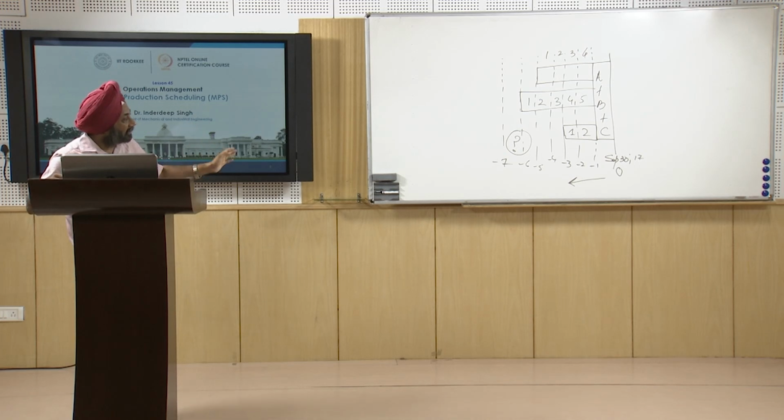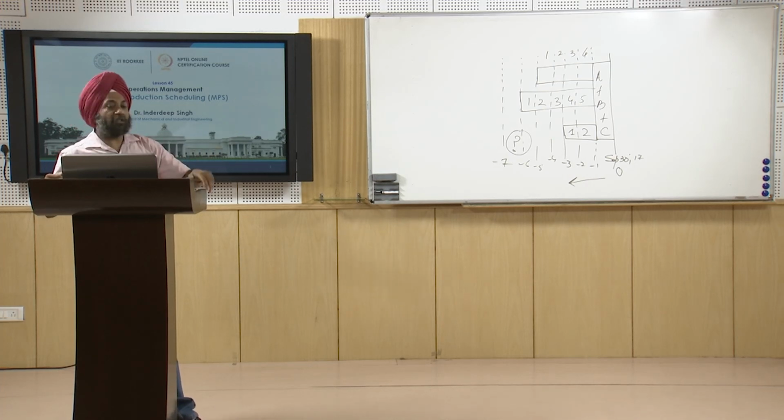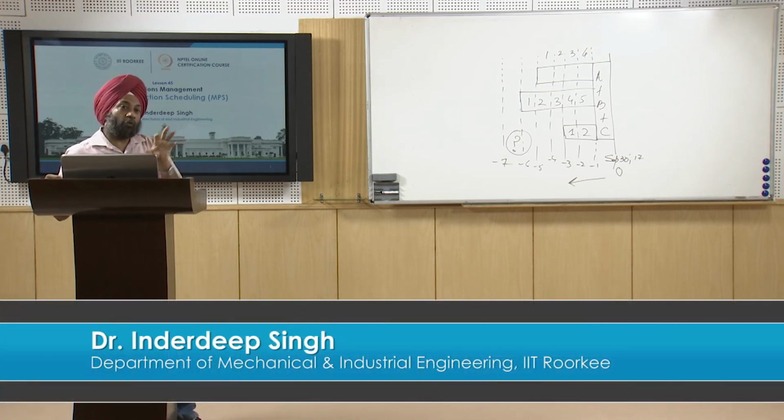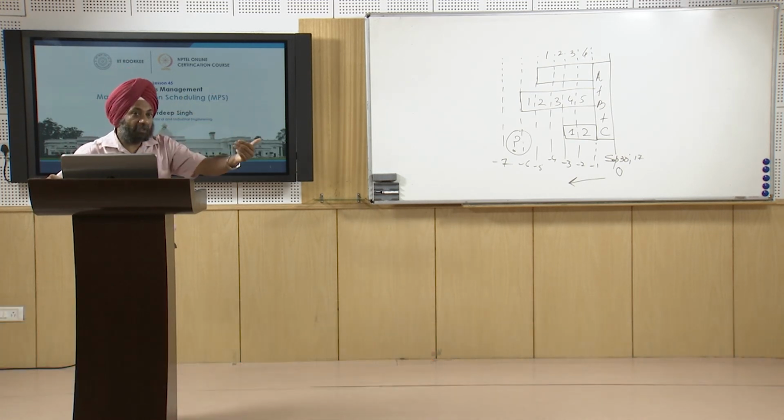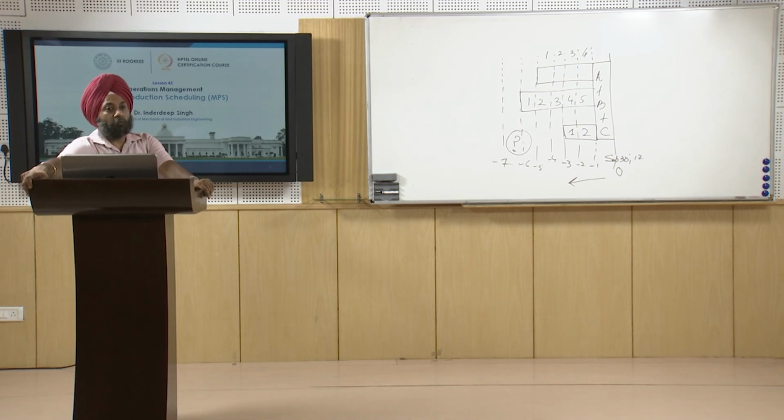As we can see here, for component B when the production has to start, for component A when the production has to start. So when we know when the production has to start for a particular component, the raw material required will be planned using a materials requirement planning system, which we will cover towards the end of our discussion on operations management.